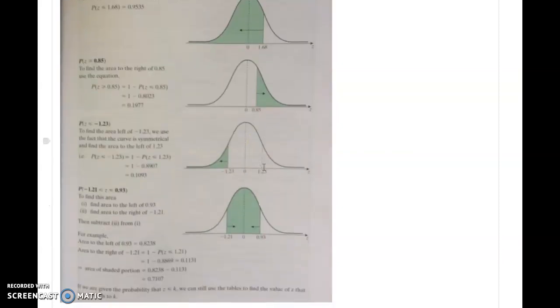Now, we cannot calculate z-scores that are less here. So to calculate this area of -1.32, it is the same as this area here because the curve is symmetrical. So if I want to calculate this area, it's the same as calculating this area here. And how do I calculate this area? It's 1 minus all of this. Okay, and that's the calculation done.